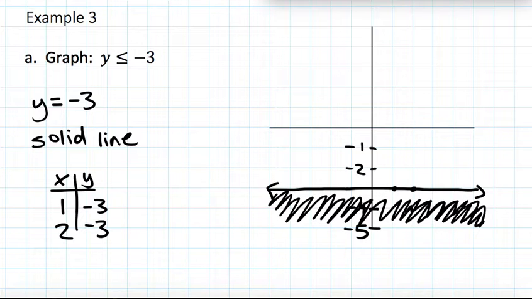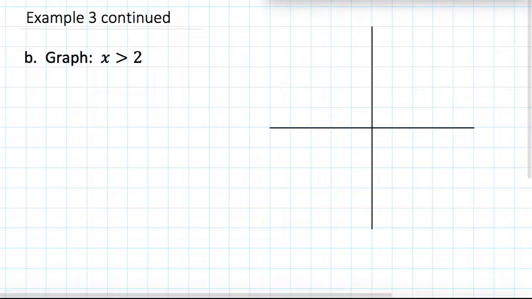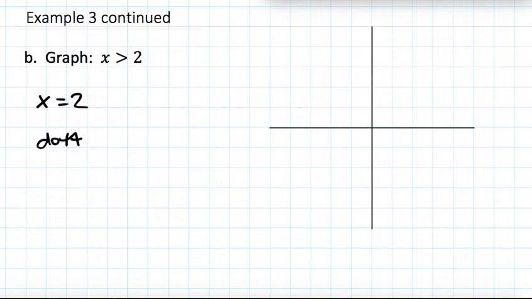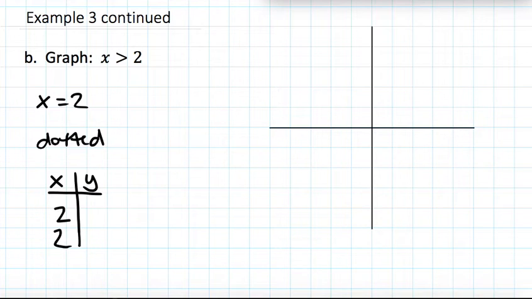We're going to look at part B. This one is x is greater than 2. So I'm going to start by graphing x equals 2 with a dotted line. So make my table. X equals 2 means that x is always 2. I can pick any 2 numbers for y, plot the points, and then draw in a dotted line.